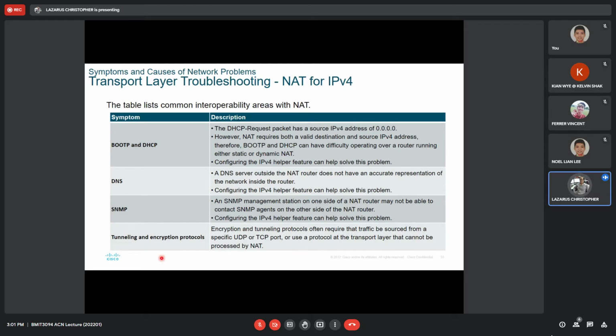Tunneling and encryption protocols require that the traffic must come from a specific UDP or TCP port or use a protocol at the transport layer, and this cannot be processed by NAT. You know that tunneling and encryption are usually used by VPNs, and the tunneling and encryption hide the IP address. So if it's encrypted, NAT cannot really see the inside. Because it's encrypted, this one also presents a problem for NAT.